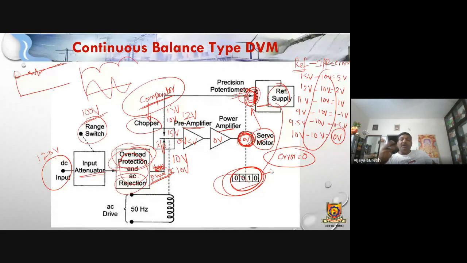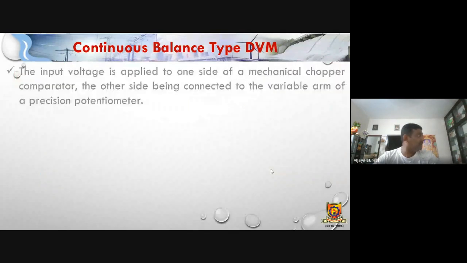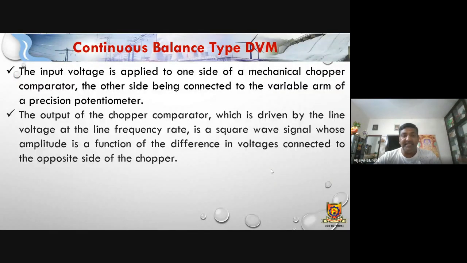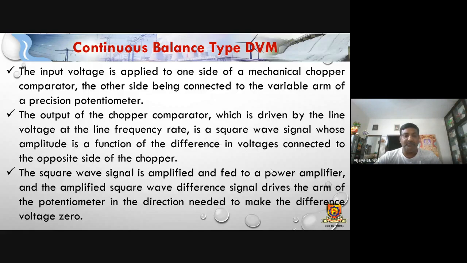So whenever these two are equal, the error is 0. Whenever the error is 0, the servo motor won't work. It won't move the potentiometer, so whatever the reference voltage is by that time, that voltage will be represented in the display unit. Okay, this is about the continuous balance type digital voltmeter. The same explanation I have given is there in this text.